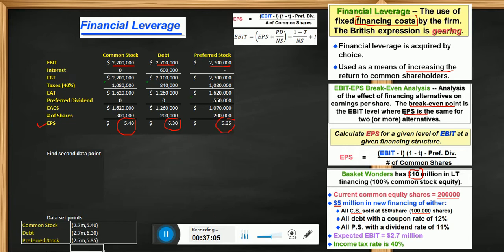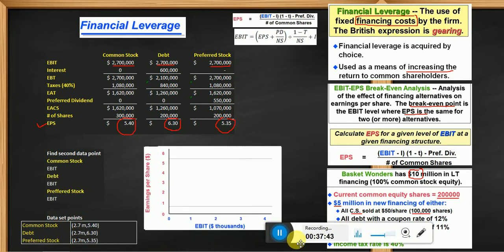So dear students, look here, if you want to draw the graph for the common stock, then this is only one data set point, because by plotting only one point you cannot draw a graph. So we need another data set point for common stock, and one for debt, and one for preferred stock. Let me tell you how to find these data set points, in order to have 2 data set points for each and every alternative to draw the graph.